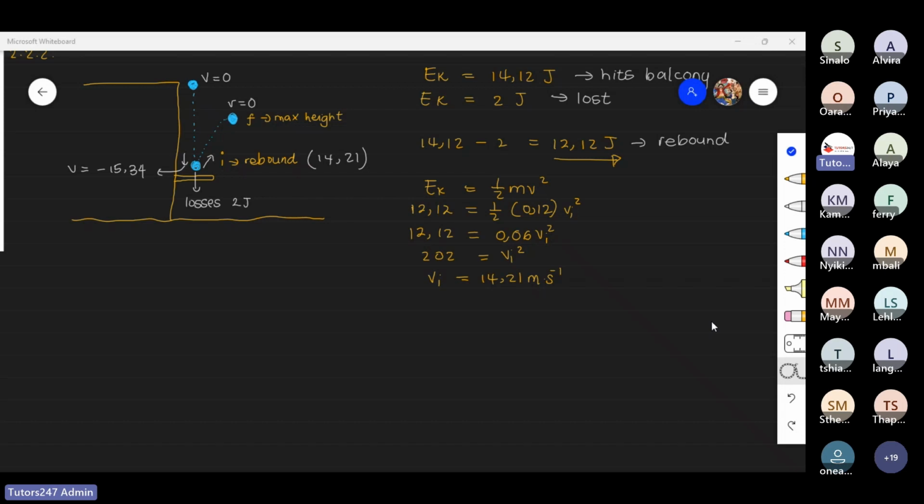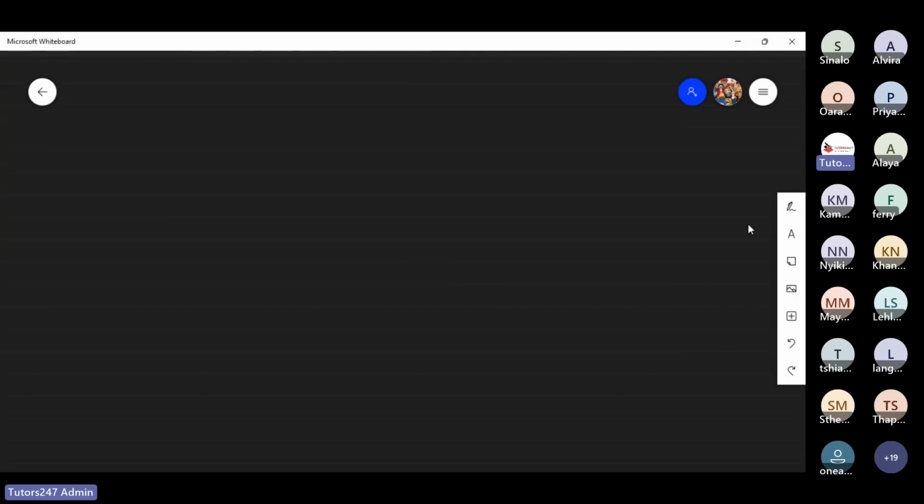The nice thing about grade 12 physics is that they give you everything that you need. They won't give you things that you're not going to use. So yeah, Zainab, unless they state that the velocity with which it hits the balcony is the velocity with which it leaves, then don't just automatically assume. Something important to take note of is that there's a difference.